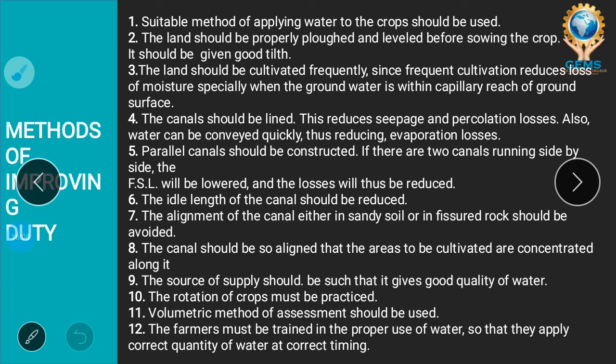Next, the source of supply should be such that it gives good quality water. It's very important that the water provided is of good quality. It should not be spoiled. If it is spoiled or contaminated, it will affect the crops too.